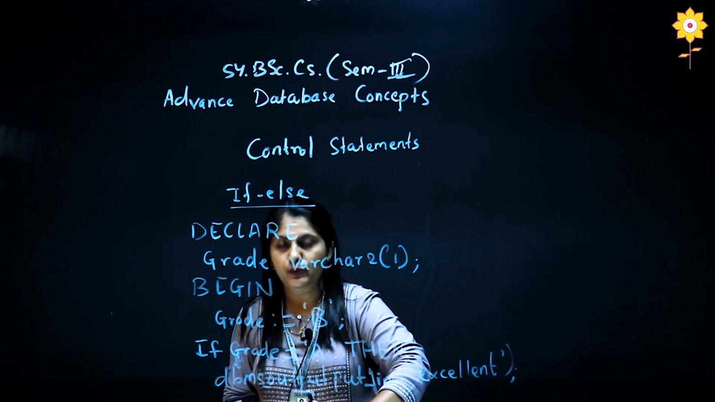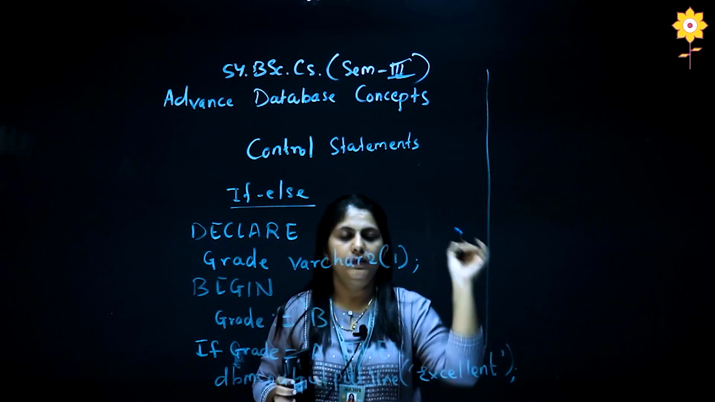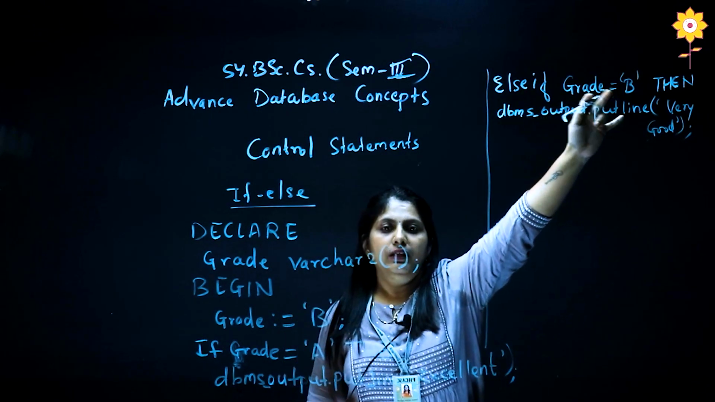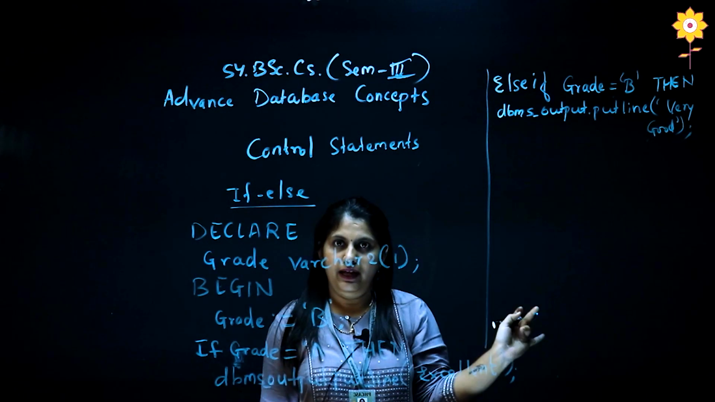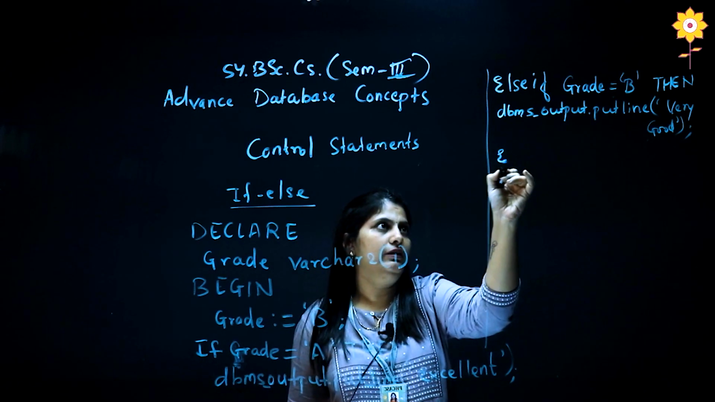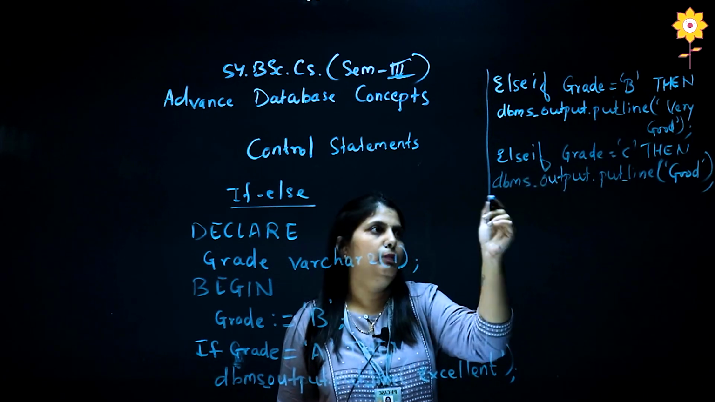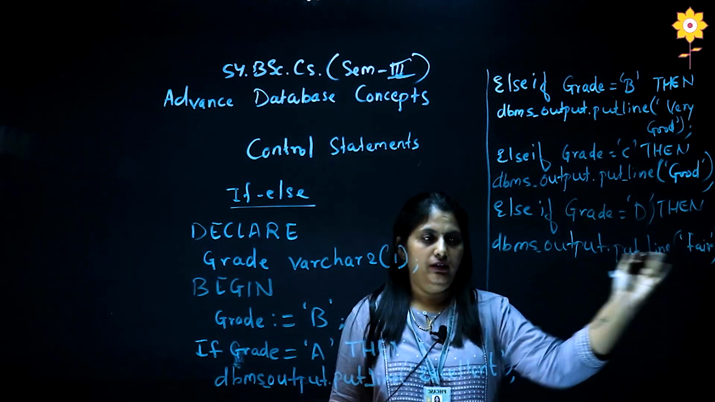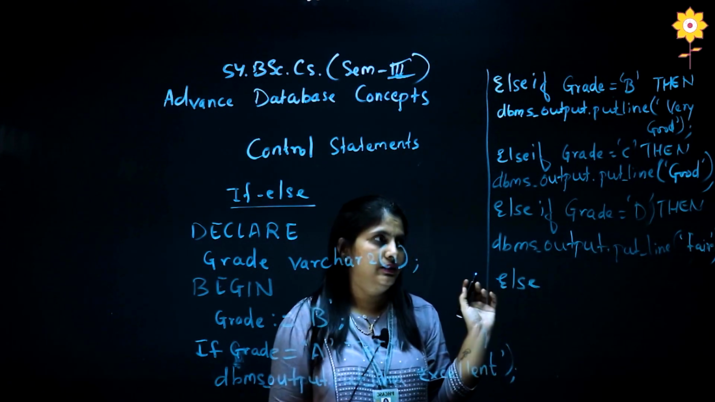Now we are using the if-else ladder. We will continue here. When grade is B, then it will print Very Good. Similarly, we can add conditions up to the fail mark. Every statement should always end with a semicolon in a PL/SQL block. So for grade D it will print Fair, and here we will write the final else.